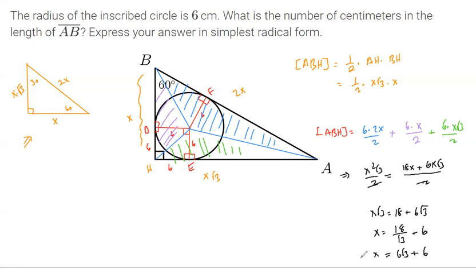And this is our x, but we want to answer the question, which is AB. AB is twice this. So 2x, which is AB, has to be 12 root 3 plus 12. And that's my answer. So this is one way to do this problem. I hope that makes sense. So that is one way to look at it.